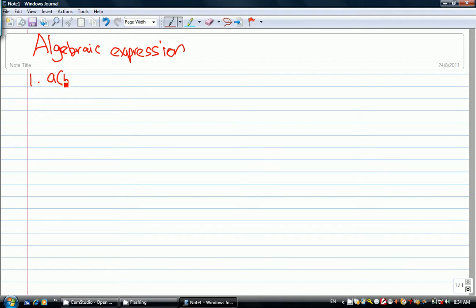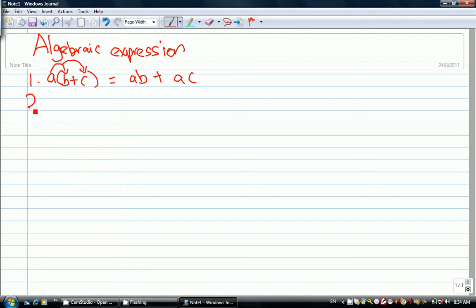a bracket b plus c. Well, this actually means you have to multiply a and b, and you have to multiply a and c. So your resulting answer will be ab plus ac. Why positive ac? Well, it's because the plus is in the middle here.